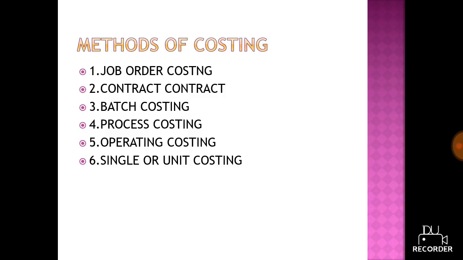Batch costing. Like contract costing, this is also a variation of job costing. In this method, the cost of a batch or group of identical products is ascertained. Therefore, each batch of products is a cost unit for which costs are ascertained. This method is used in companies engaged in the production of ready-made garments, toys, shoes, tires, tubes, component parts, etc.